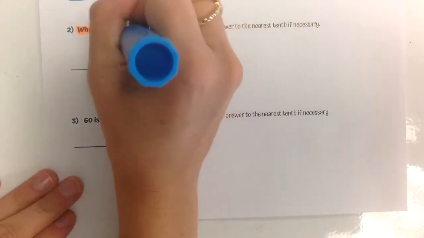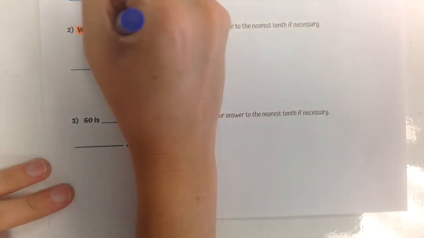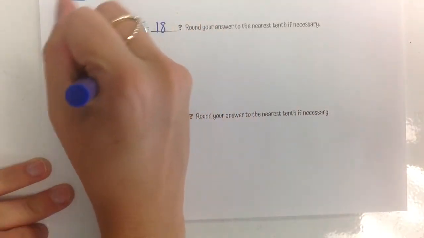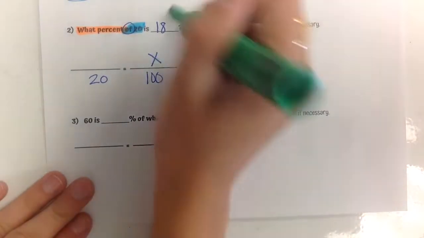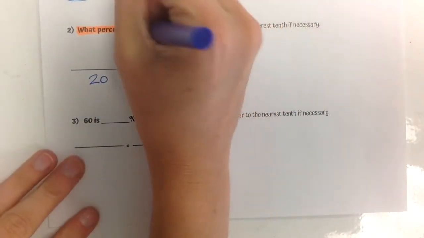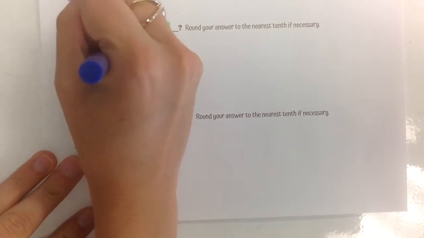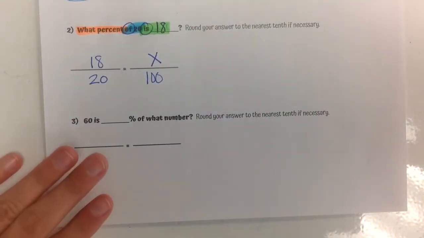Now I just need to figure out where the other numbers go. So if I look here, I have "of 20." Remember, the "of" clues me into the whole. So 20 is going to go down there. "Is 18." So "is" clues me into the part. So the 18 is the part. Then we can go ahead and solve this proportion.